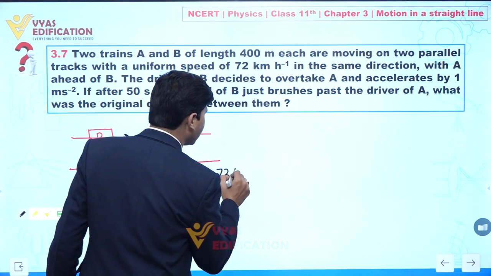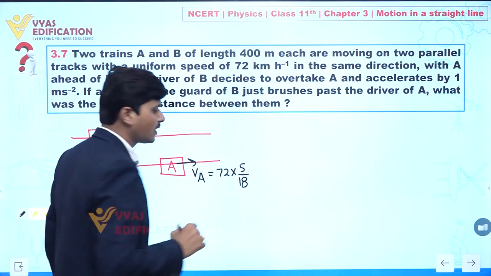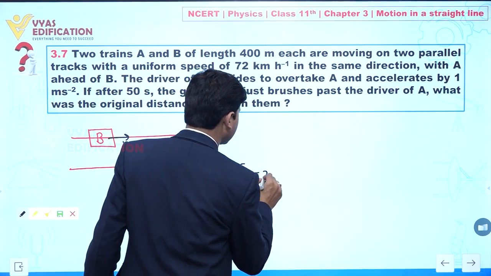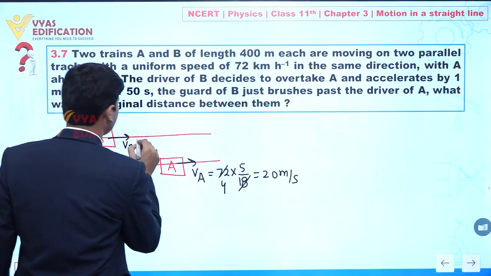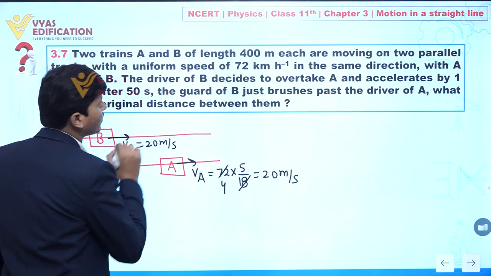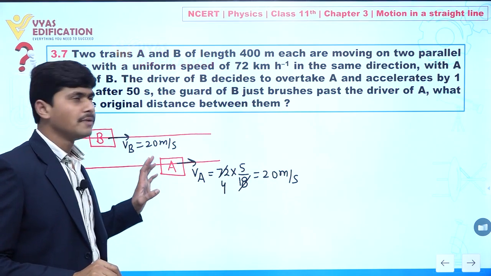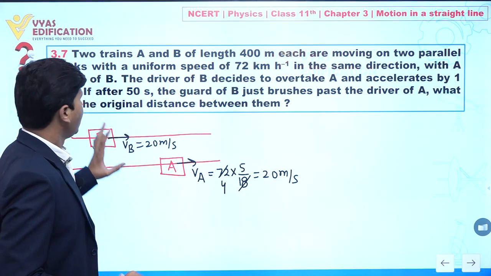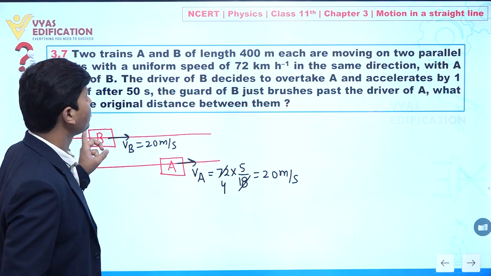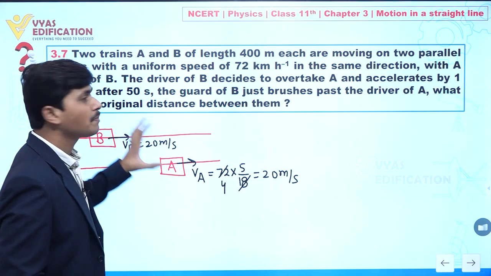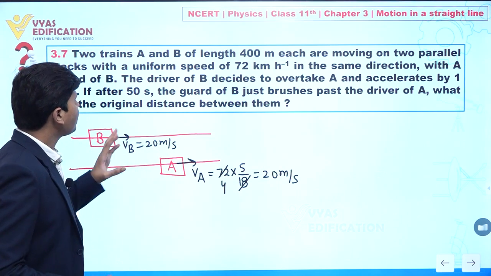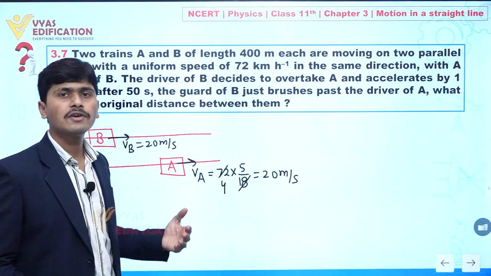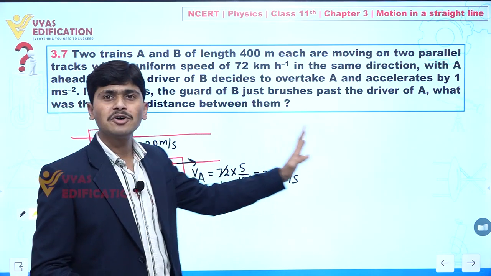So we can convert into meter per second like this. So this is 4, and we can say this is 20 meter per second. This is also 20 meter per second. A is ahead of B. The driver of B decided to overtake A and accelerates the train by 1 meter per second square. If after 50 seconds the guard of B just passes the driver of A, it means train B has overtaken train A.